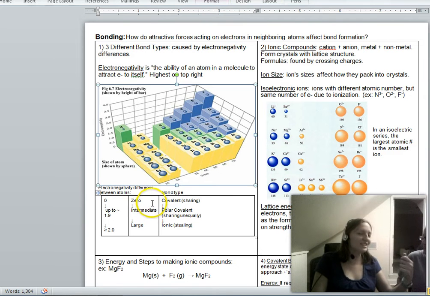The diatomic elements: bromine, iodine, nitrogen, chlorine, oxygen, hydrogen. Did I say that already? Oxygen again, and fluorine. Oxygen was in there twice.